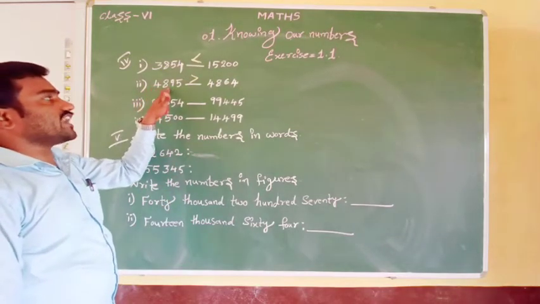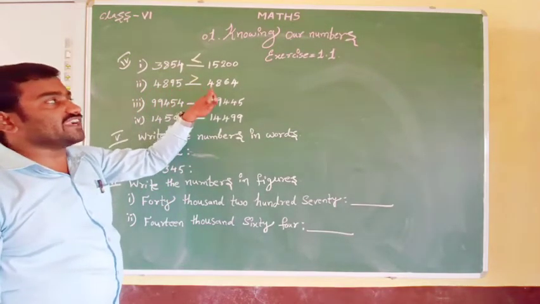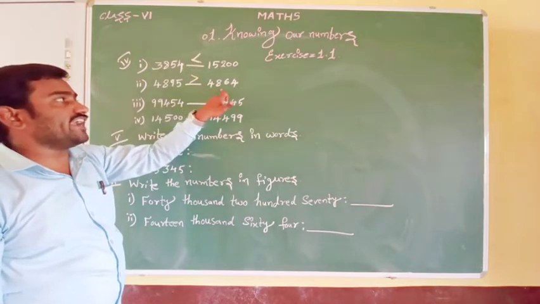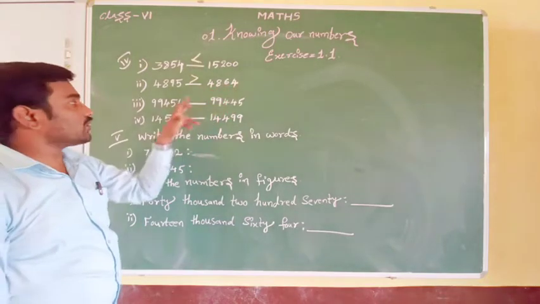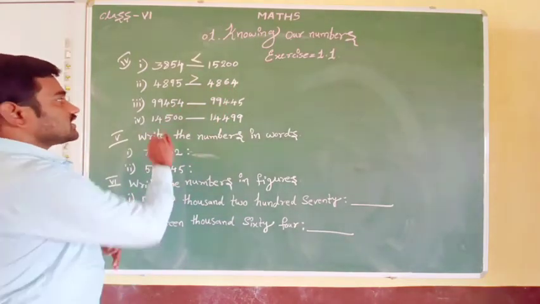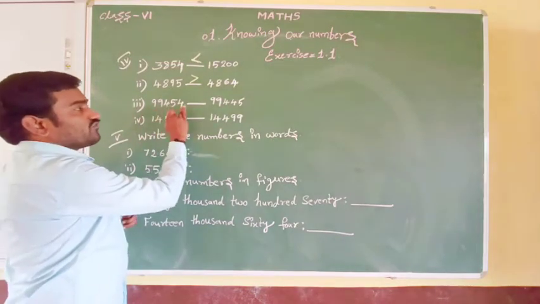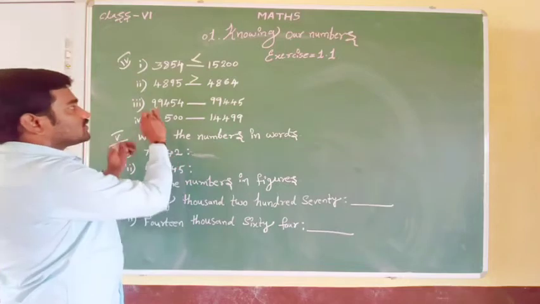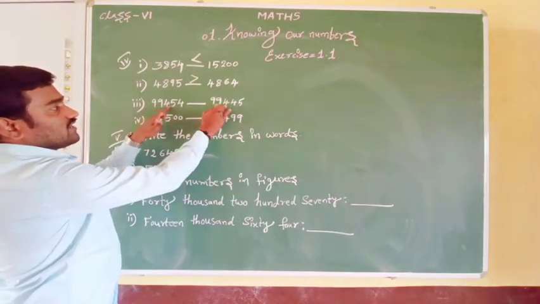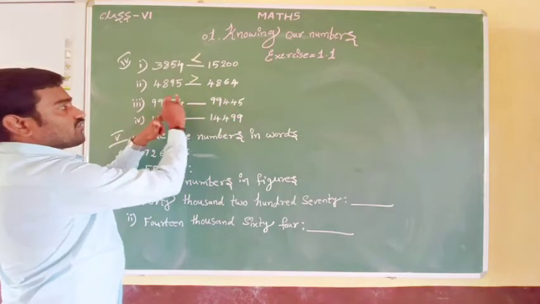That means 4,895 is greater than 4,864. So here these two also we can put it. See 99,000, here also 99,000. Here 454, 445. So here 4 and 4 also equal. Let's see. Here 5, here 4. So 5 is the greater number.